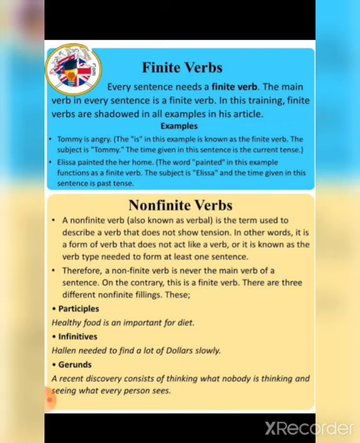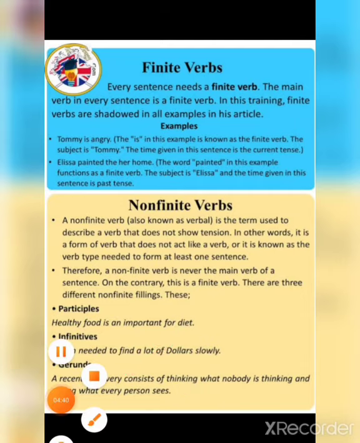Here an example is given in front of you: a recent discovery consists of thinking what nobody is thinking and seeing what every person sees. Here the word thinking is a gerund. Better than the sentence swimming is a good exercise, you can understand from this sentence that gerunds always act as a noun in a sentence. Though it is verb plus ing, it is not a verb. So these are non-finite verbs.